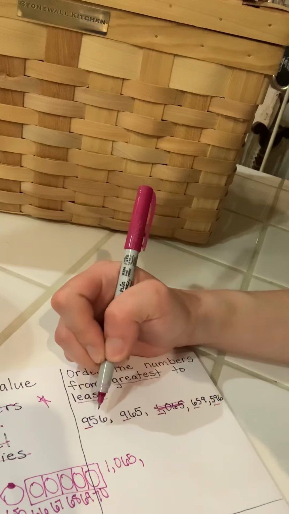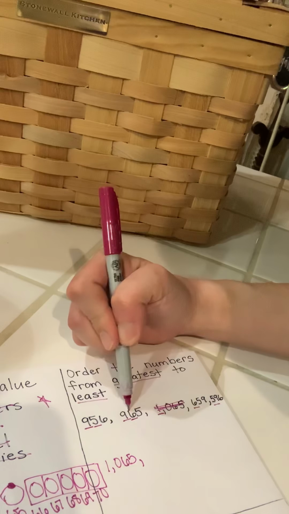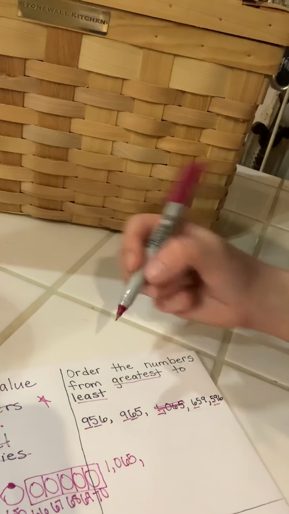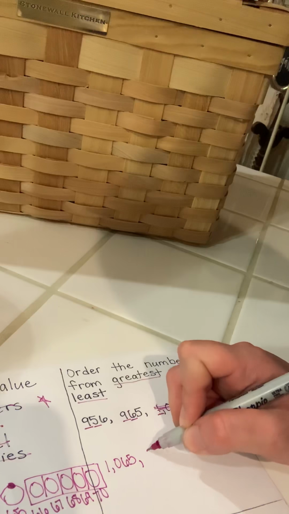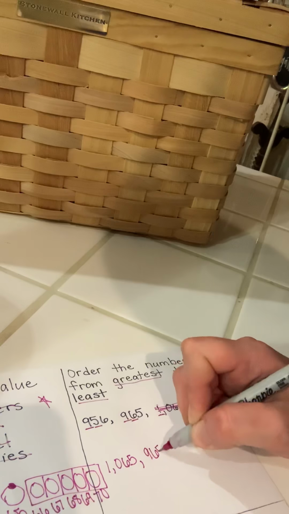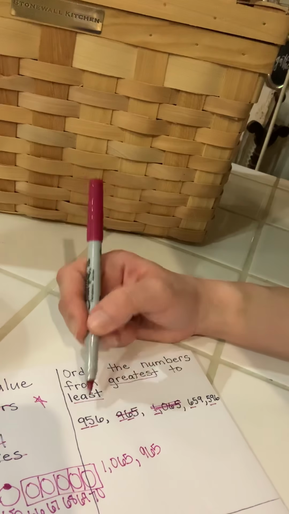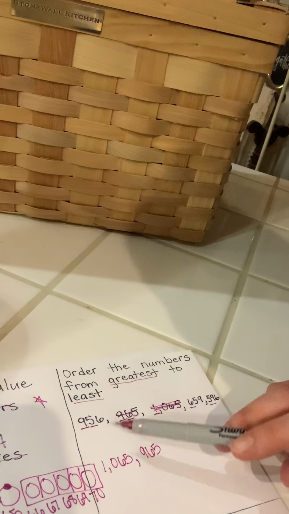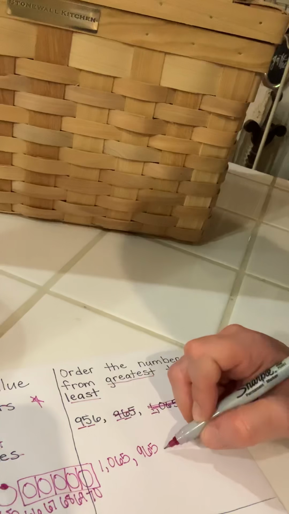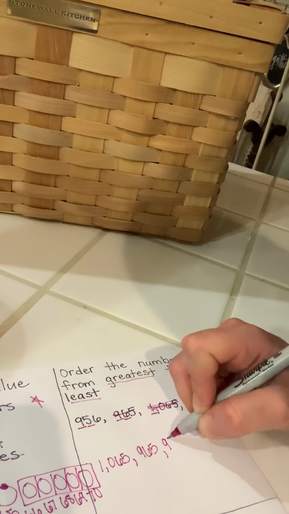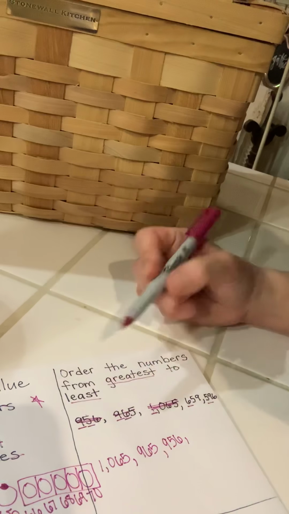And I'm going to move down to my tens place. I have a 5 in the tens place and a 6. I know that 6 is greater than 5, so I know that 965 is the next number that I'm going to write. 965. And I'm going to cross that off so I don't get confused. And I know automatically this is going to be my next number to write because these both have a 6 and a 5 in the hundreds place. So my next number is going to be 956. Okay, so I'm going to cross that off and go to my next two numbers left.